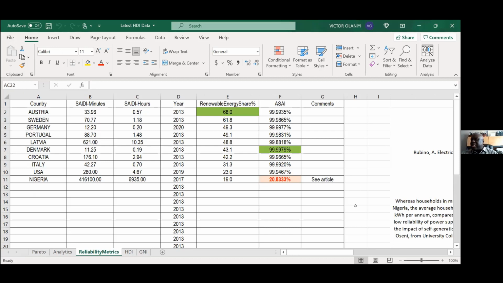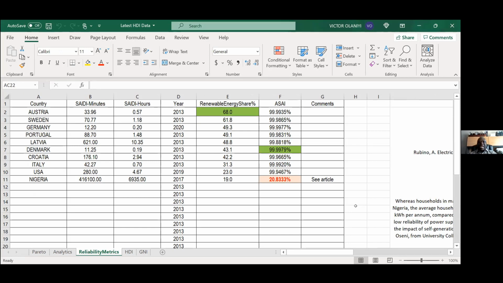The electrical power industry has a bunch of reliability indices. I've picked some of them. One popular one is ASAI, the average service availability index: how much of the time of the year is power available in your location, in your country, and how does that actually correlate to your productivity?